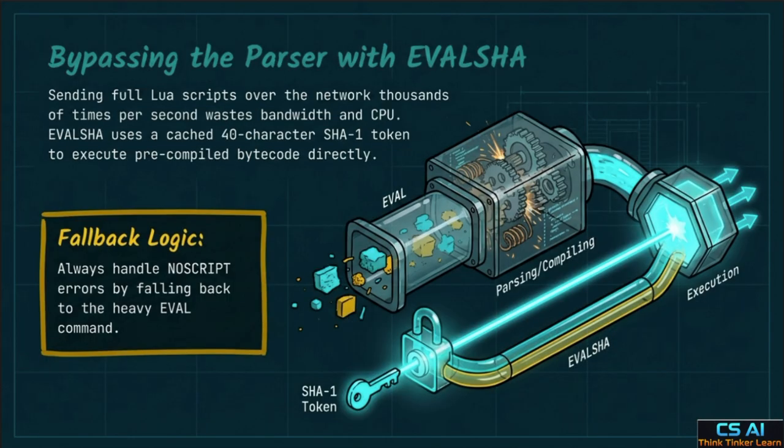How do we optimize Lua? Don't send the full script every time. That wastes bandwidth and CPU. Use EVALSHA. It uses a cached 40-character SHA-1 token to execute pre-compiled bytecode directly. If you ever get a NOSCRIPT error, your code should be smart enough to fall back to the heavy EVAL command.